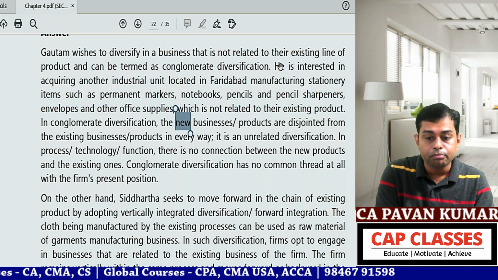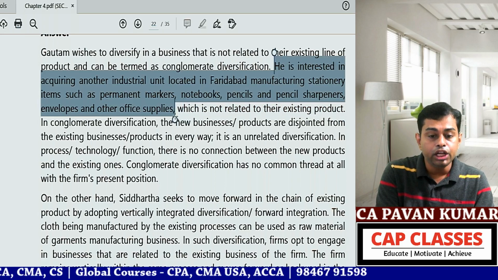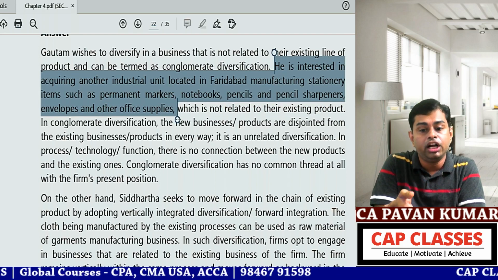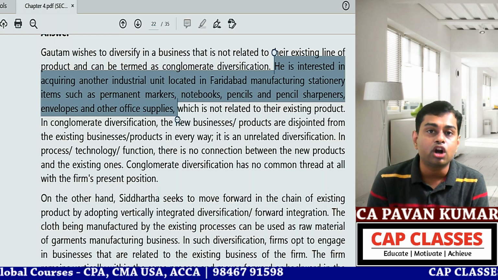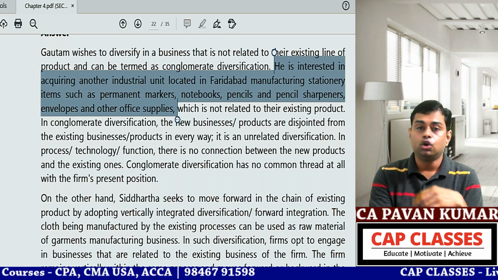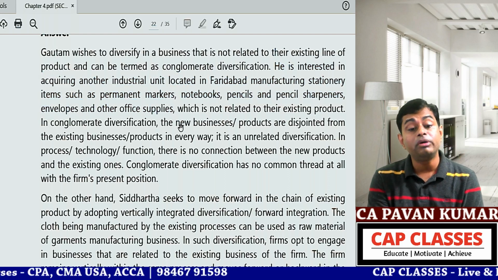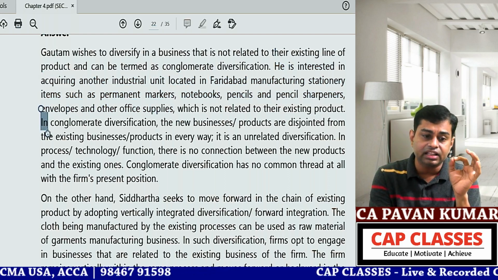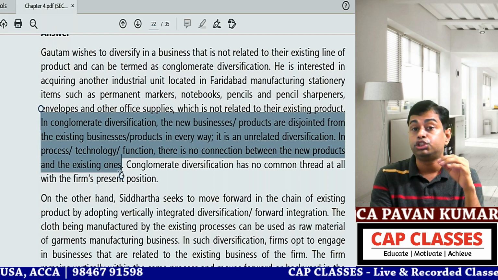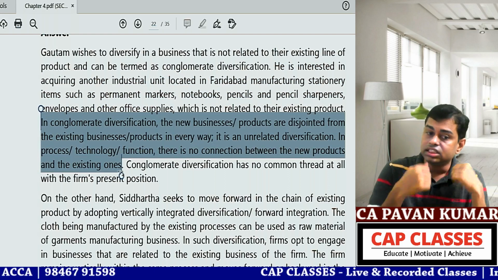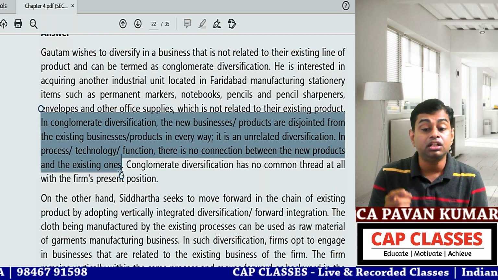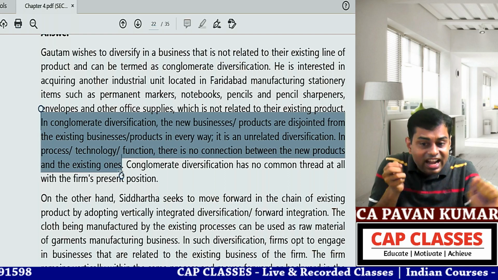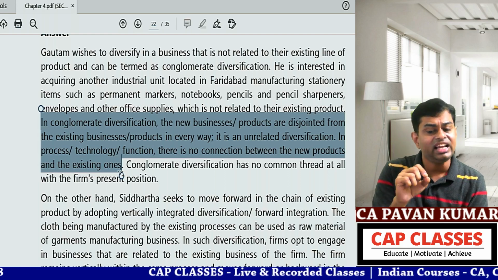Till this you copied from your beautiful question, and you are putting one tail which is not related to their existing business or existing products. So 2 points are over. In conglomerate diversification, this is pure theory. You should have read this in the chapter. In conglomerate diversification, the new business or products are disjoined from the existing business in every way.